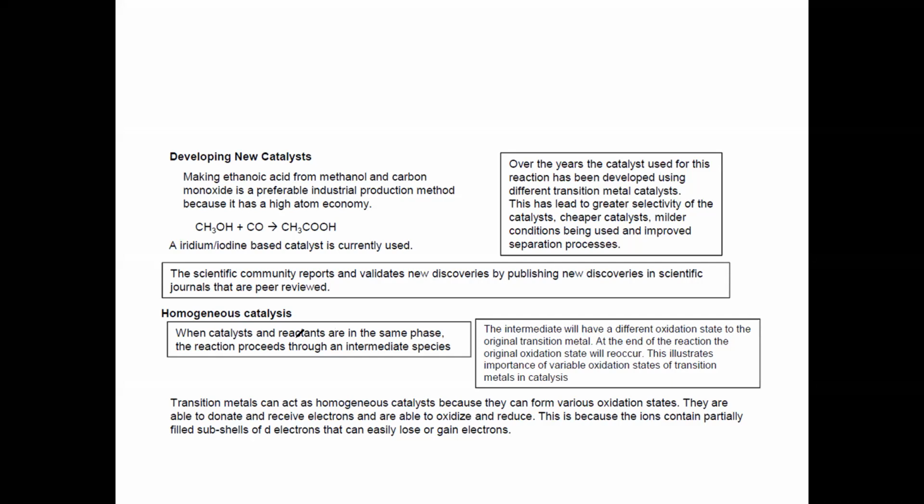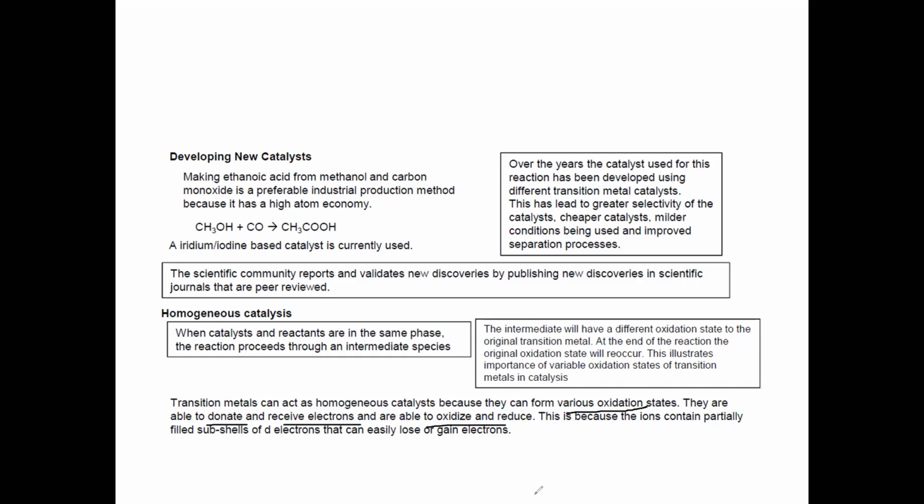So how the homogeneous catalysts work: when the catalyst and the reactants are in the same phase, we call that a homogeneous catalyst. Because transition elements have a tendency to form compounds which have variable oxidation states, they can oxidize or reduce during a chemical reaction and initiate a reaction. So transition metals can act as homogeneous catalysts because they can form various oxidation states, so they are able to donate or receive electrons during a chemical reaction.